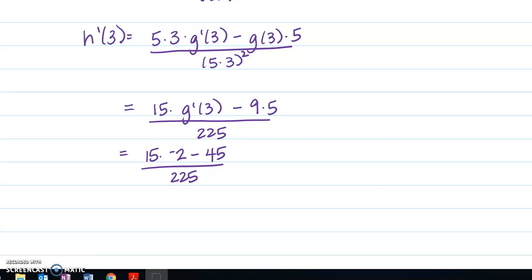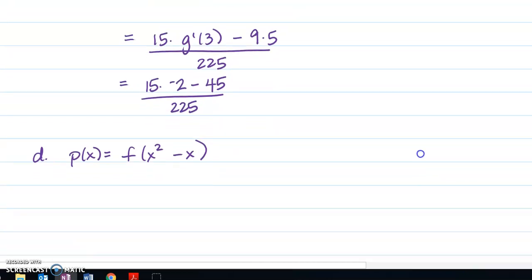Part D, the function p is defined by this function. Find the slope of the line tangent to the graph of p at the point where x equals -1. The key to that question is that you only need the slope of the line tangent. You don't actually need to find the tangent line. You just need the slope of the line tangent, which translates into the derivative.